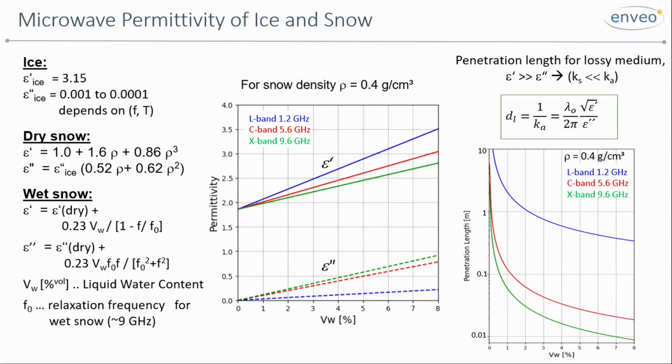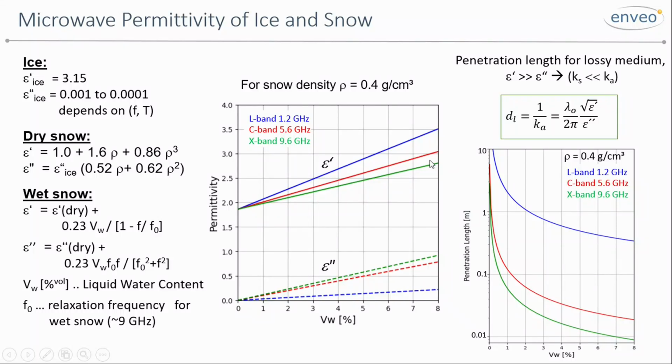When we look at these parts, the dry snow would be here. But then we see, of course, that the real part of the permittivity, which is responsible also for scattering and so on, depends on the liquid water content, so it increases. We have here a range from 0 up to about 8% of liquid water content in the volume, which is quite wet snow. And we see that it's frequency dependent. Blue would be L band, C band, and X band.